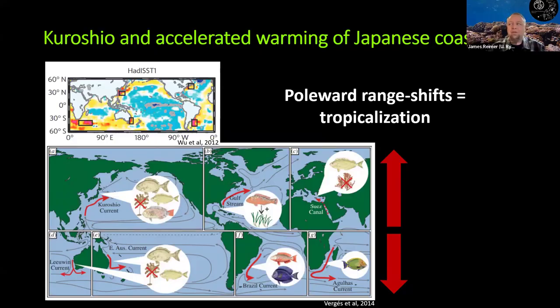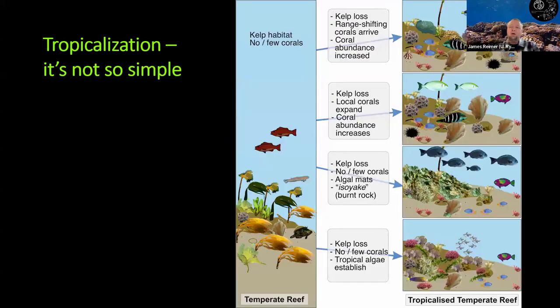And so at these areas where ocean warming is occurring more quickly than average, it's been predicted that tropicalization will happen. And basically, tropicalization, which was first hypothesized 10, 15 years ago, is the idea that tropical and subtropical species will move poleward, north or south, as ocean temperatures rise. However, as the next slide shows, it's actually not quite that simple.